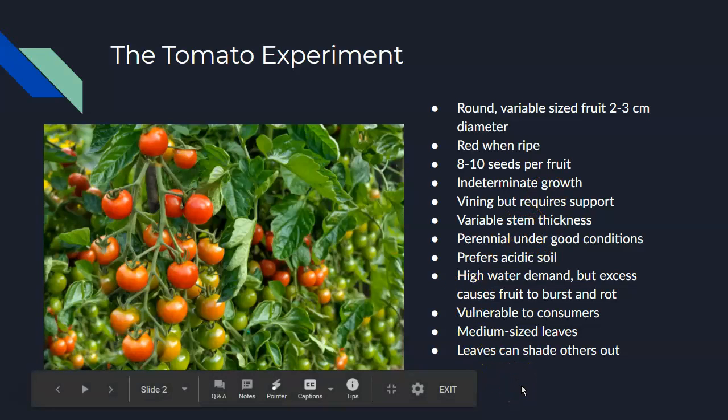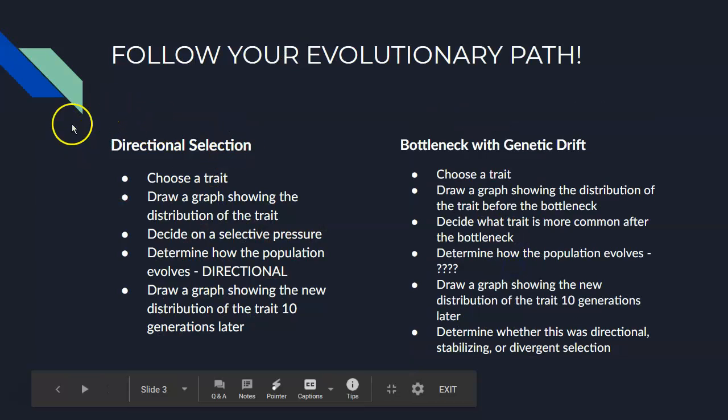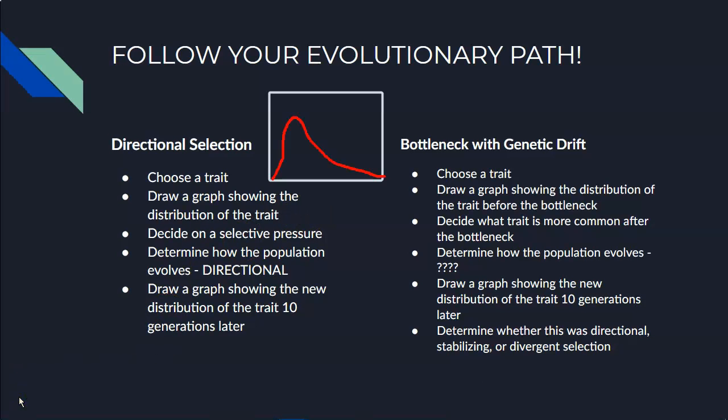Okay, so we have a wide range of tomatoes. For this particular variety, they tend to be very small, about 2 to 3 centimeters in diameter. To show directional selection with this, I'm going to start by drawing this graph to show the distribution of the trait. So we'll say that this is our first starting point. Here on our x-axis would be the different sizes of tomatoes, with very, very large tomatoes, say the size of your hand here, and very tiny ones, pea size down here.